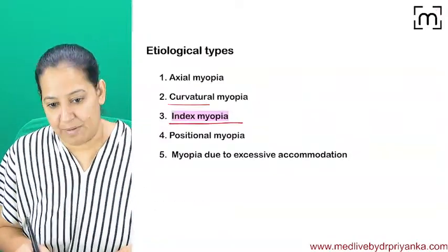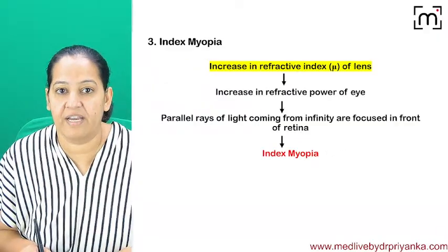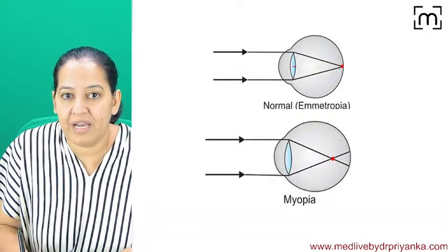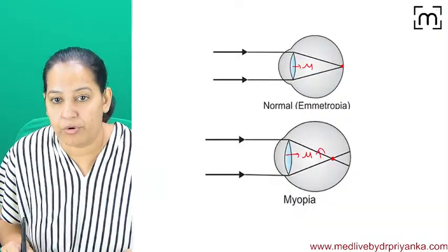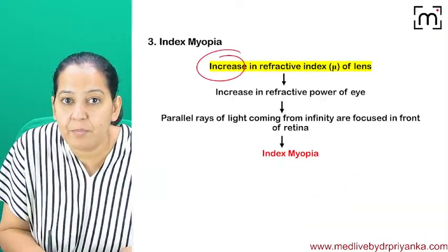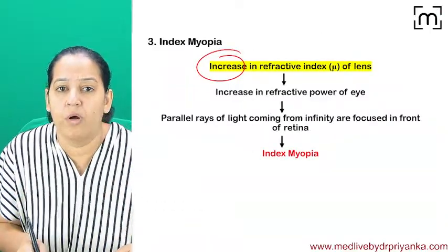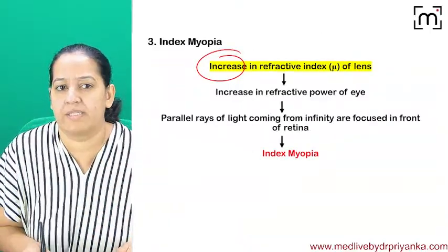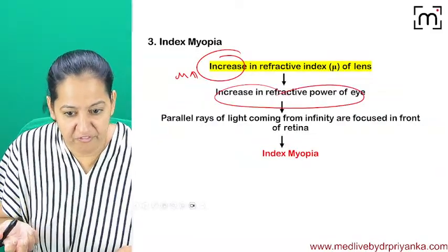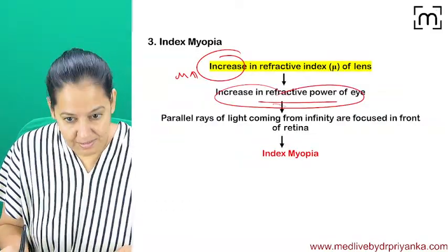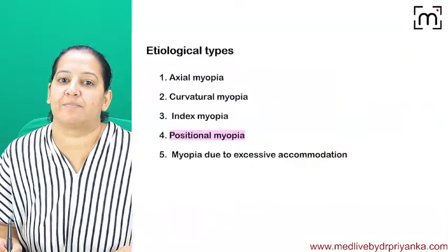Now third is index myopia. Index means refractive index. How many of you got it? Here the refractive index of the lens, mu, is normal. Here the refractive index of the lens is more. Mu is more because of some disease, the lens becomes more dense. Mu increases, and mu is directly proportional to refractive power. So the refractive power of the eye is increased, the focus is in front of the retina instead of behind the retina, and that's index myopia.